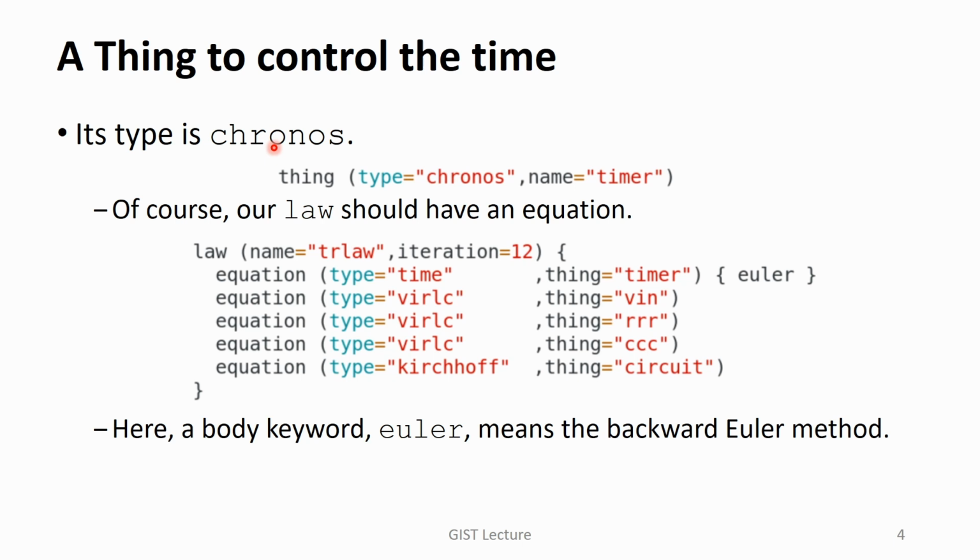Of course, in order to perform the transient simulation, our law should have an equation. Its type is just time. You must specify the name of the chronos type thing here. A body keyword, Euler, means that the backward Euler method is used for the time marching.